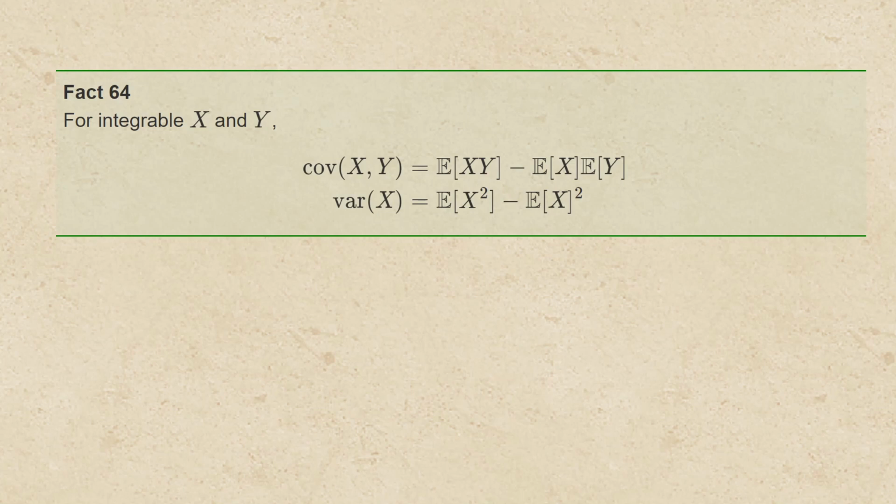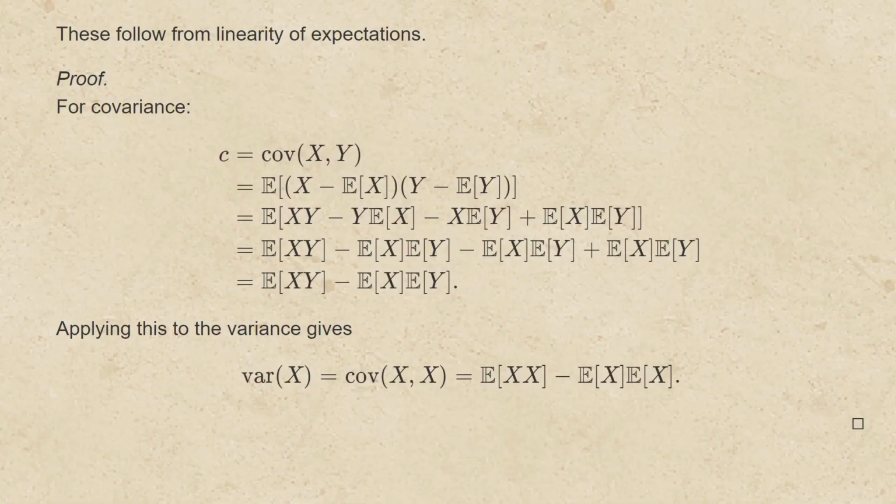For integrable x and y, the covariance between x and y will be the expected value of the product of the random variables minus the product of the expectation of the random variables, which means that the variance of x is the mean of x squared minus the mean of x quantity squared. To see why this is true, consider the covariance of x with y.